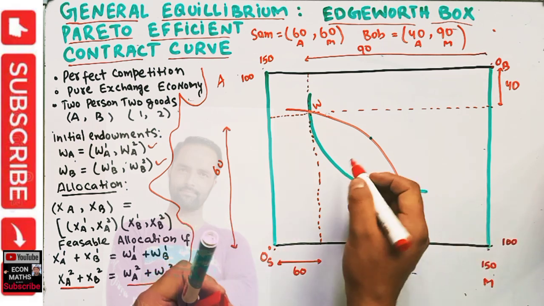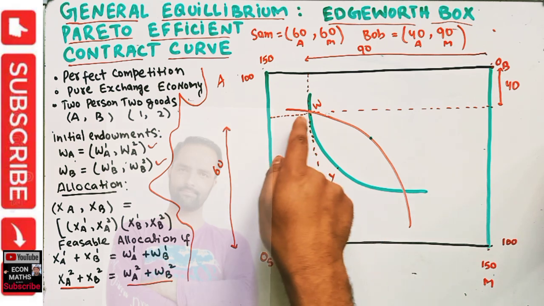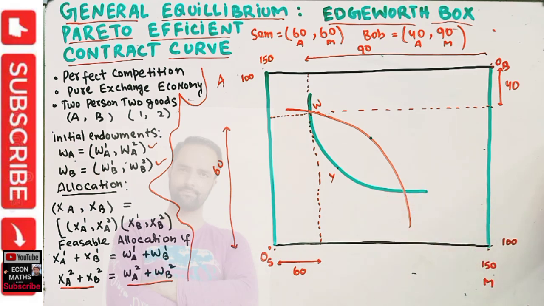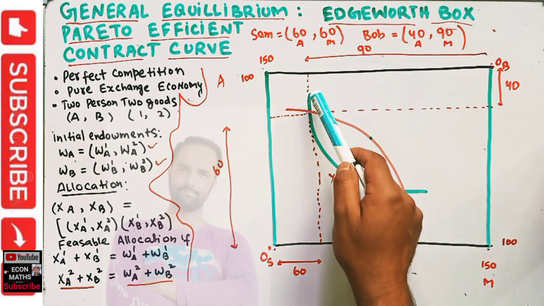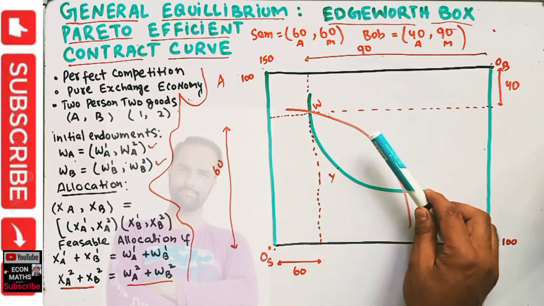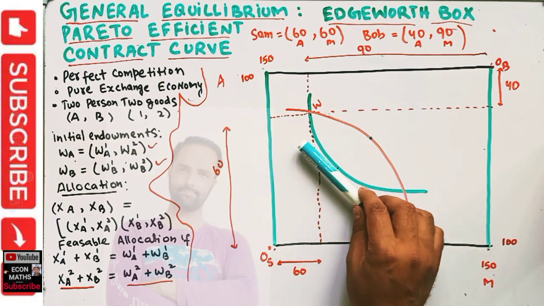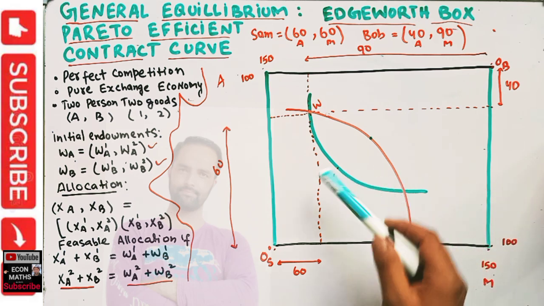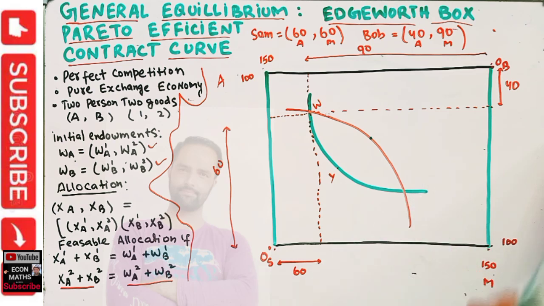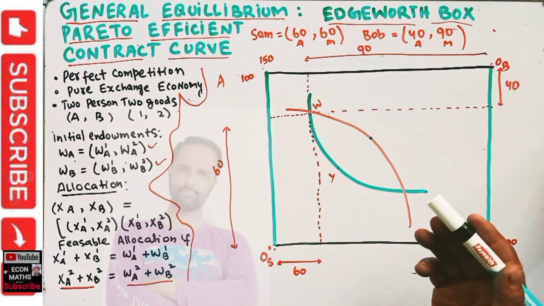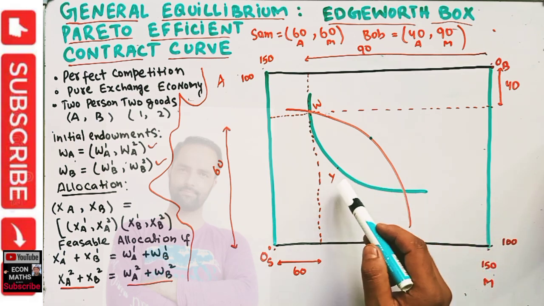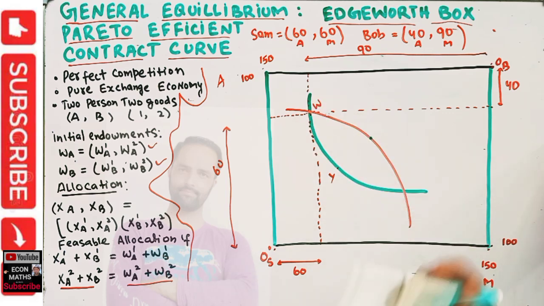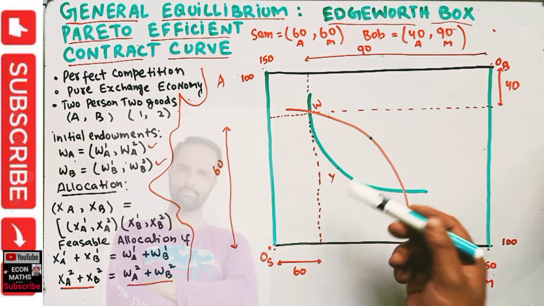Similarly, what about this point? Let us say this is Y. Here you can see if we move from W to Y, Sam is on the same indifference curve. So the utility of Sam does not change because he is still on this green line, but we can shift the red indifference curve here, drawing something like this. In this way we can increase the utility of Bob. That means the movement from W to Y is a Pareto improvement. Why? The definition of Pareto improvement is that if it is possible to increase the utility of one person without decreasing the utility of another person, we say the movement is a Pareto improvement. So moving from W to Y, it is actually a Pareto improvement.